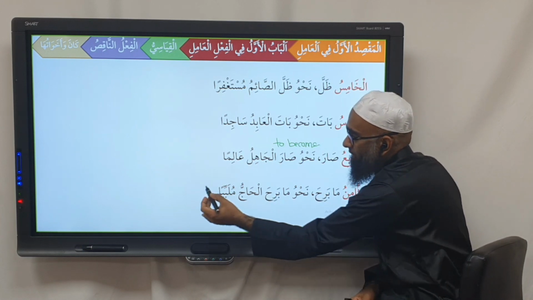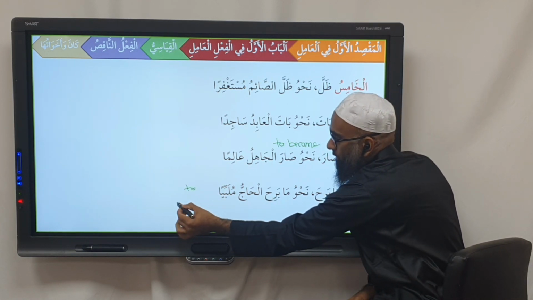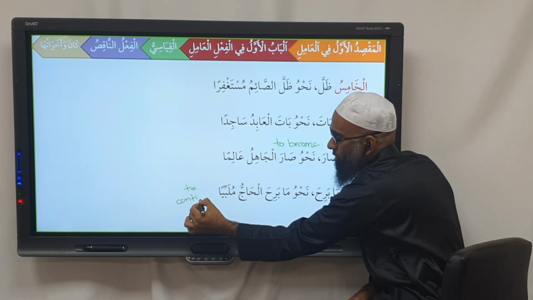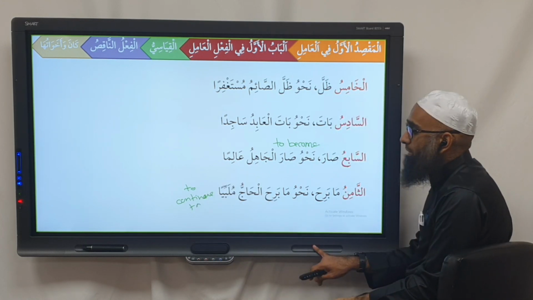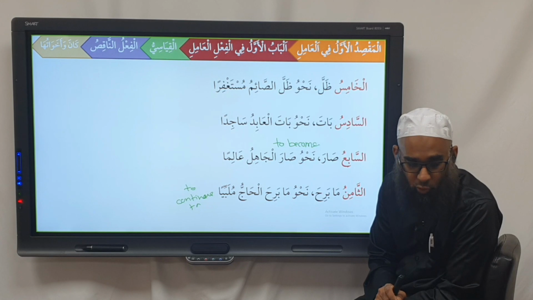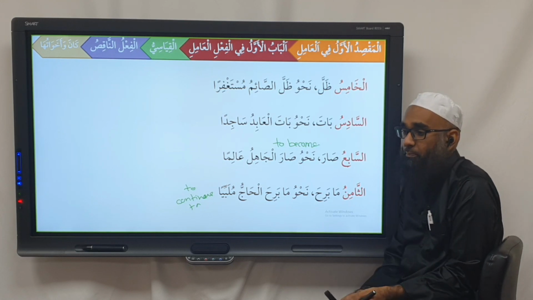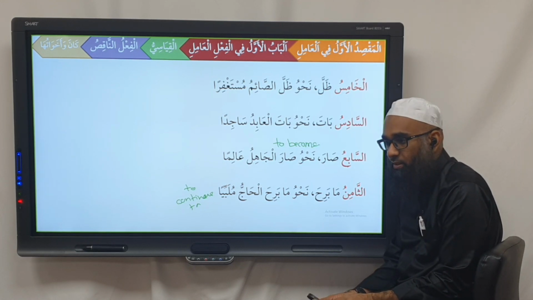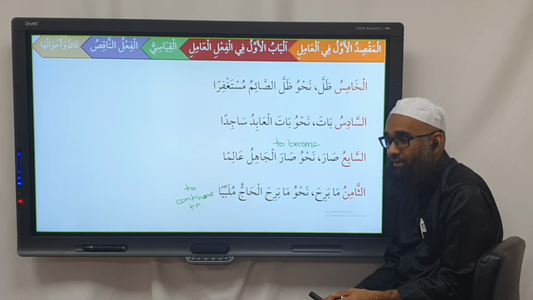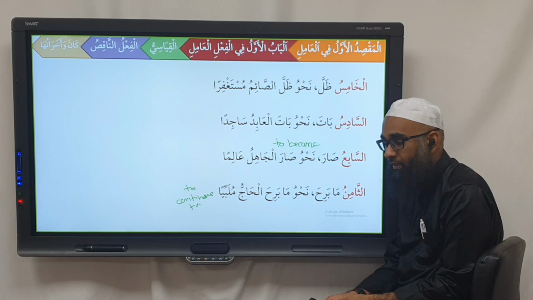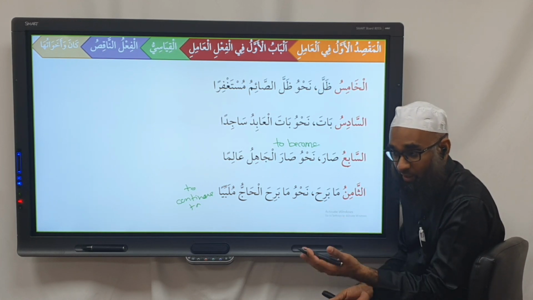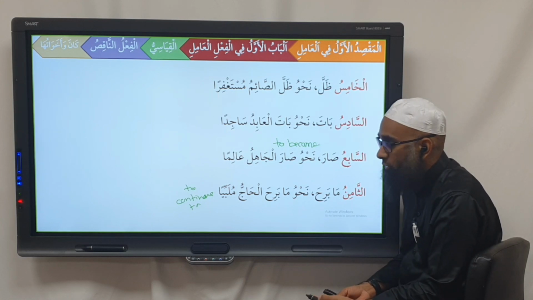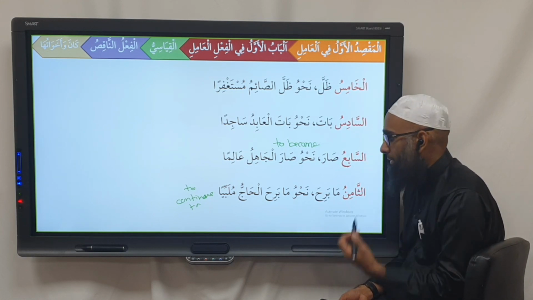What does ma bariha mean? To continue to. So ma bariha al-hajju mulabbiyan. What does mulabbiyan mean? Anybody can tell me? What's the root letters? Labba yulabbi. Talbiyatan. What does talbiya mean? لبيك اللهم لبيك لبيك لا شريك لك لبيك إن الحمد والنعمة لك والملك لا شريك لك. That's what? تلبية. So ملبيا, to read the تلبية.